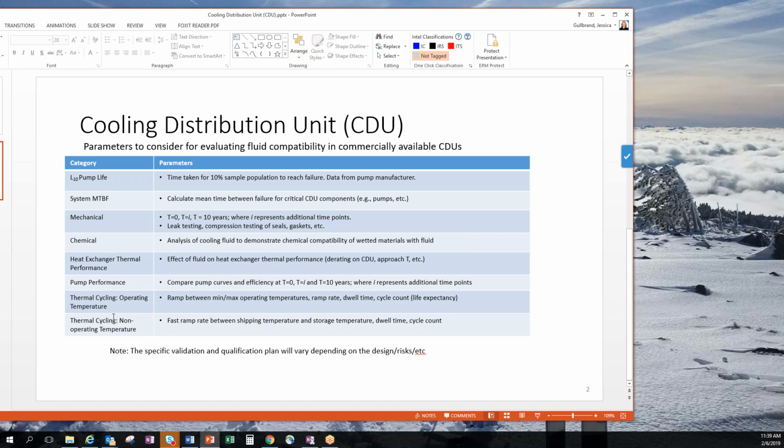Thermal cycling, operating temperatures. So, for example, will there be thermal issues with the ramping between the min and max operating temperatures, using different ramp rates, dwell time, cycle count, things like that. And thermal cycling, non-operating temperature. So that's really, again, considering shipping temperatures, storage temperatures, and so on. So this is an initial list, and I'm again looking for feedback here.